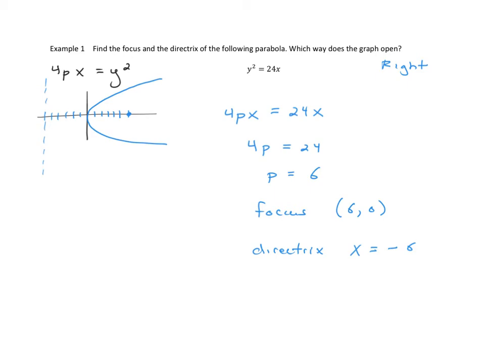So the trick here was to first identify that I have x and a y squared. That means we're opening up in the x direction. From there, I wanted to figure out the value of p, which I determined was 6, and I immediately got the focus and the directrix after that.